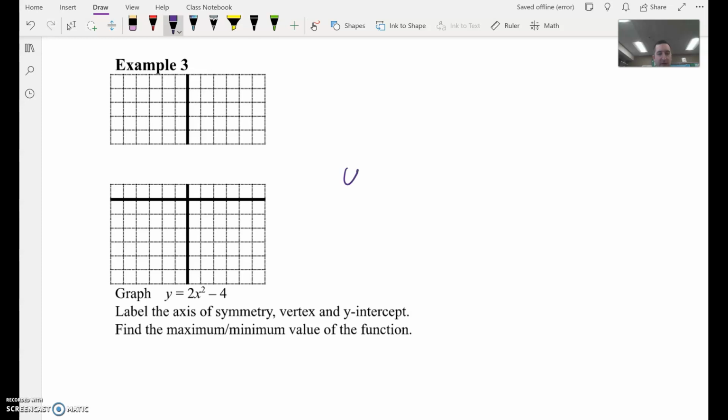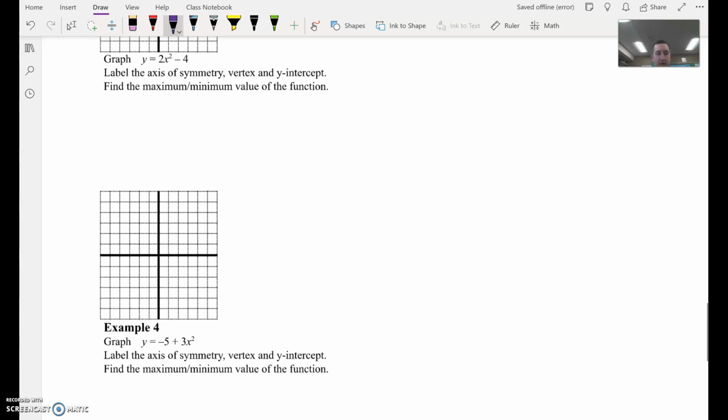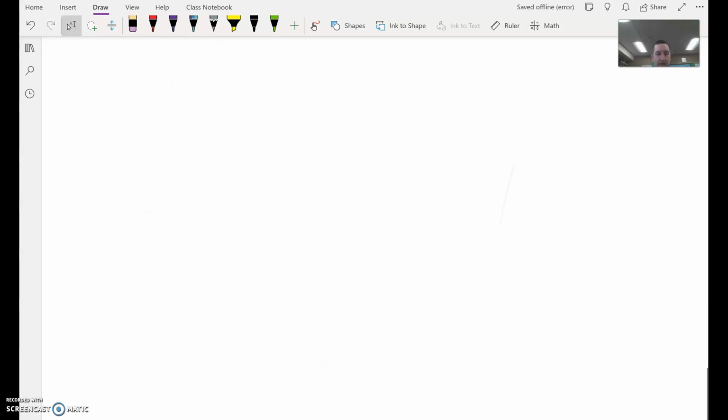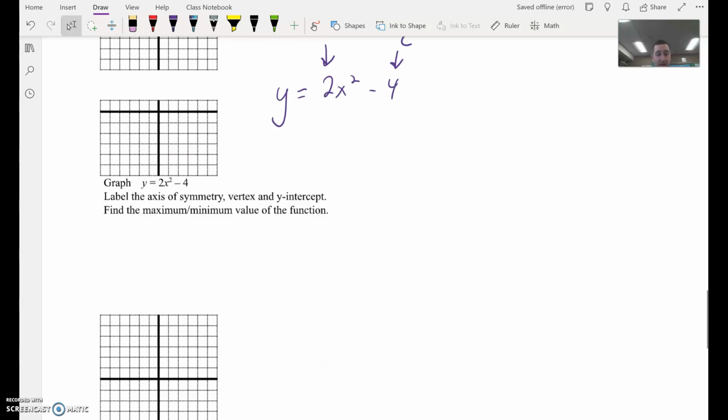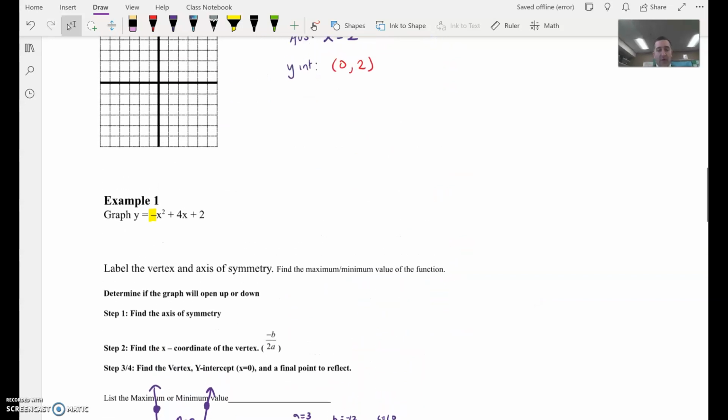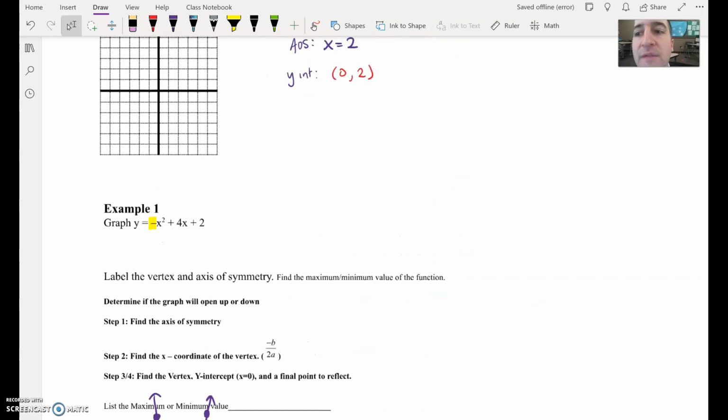Notice there's no b value, so it's y equals 2x squared minus 4. So you have an a value and you have a c value, but the b value is just 0. That's okay if that happens sometimes. So try this graph, but with a b value of 0. And then that's it. You're ready for tomorrow. You're ready to graph quadratics.